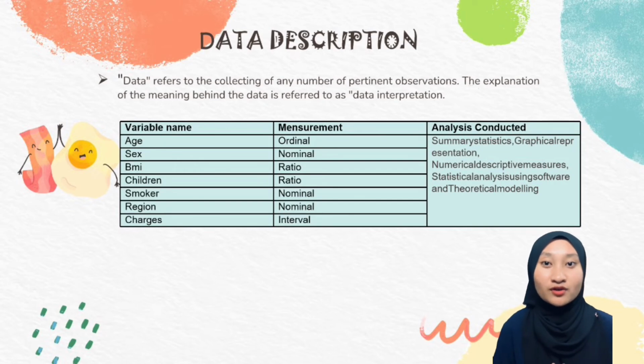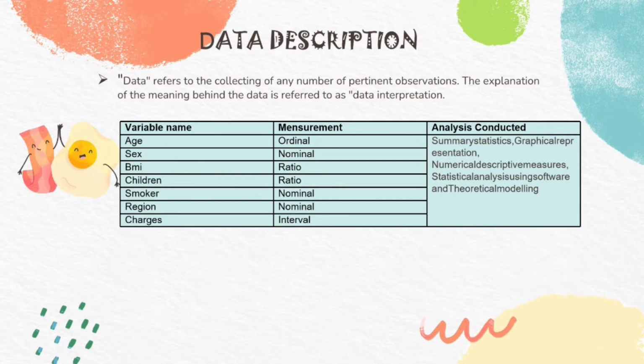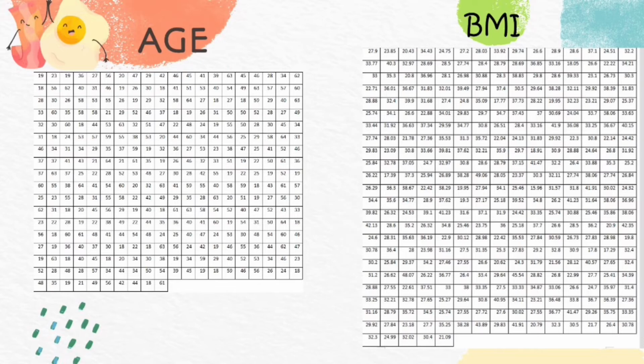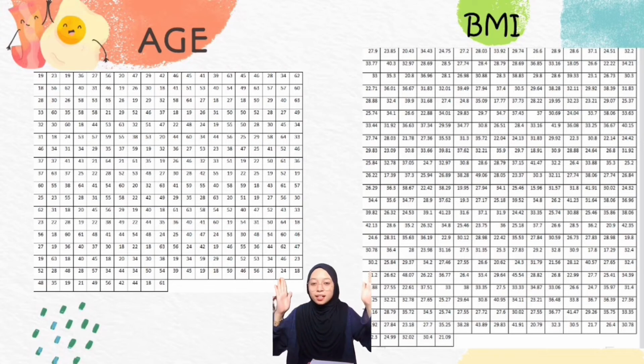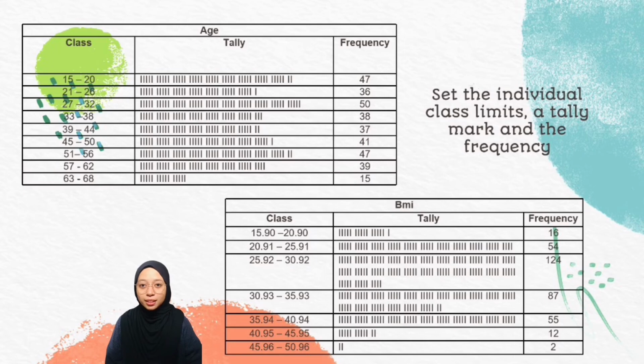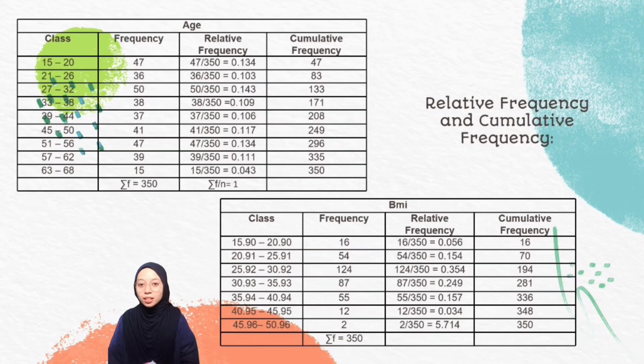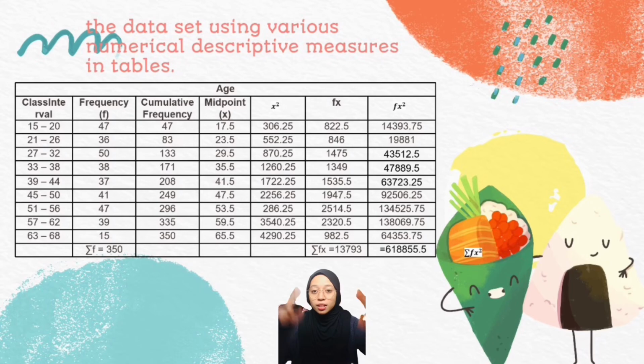This is an example of the variables we use. My name is Nu'aina Iwani binti Ahmad Tamizi. My metric number is A21A2766. This is age and BMI data after recruit. This is the set of individual class limits, the tally marks and the frequency for age and BMI. This is the relative frequency and cumulative frequency for age and BMI. The data set for age using various numerical descriptive measures in tables.